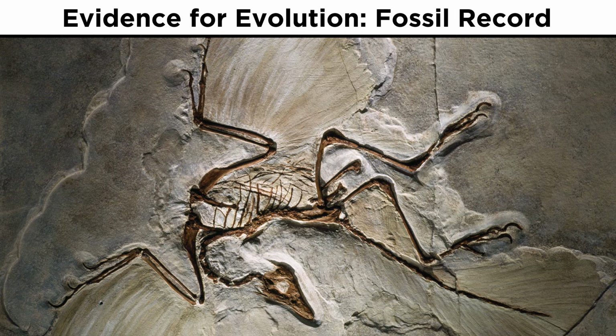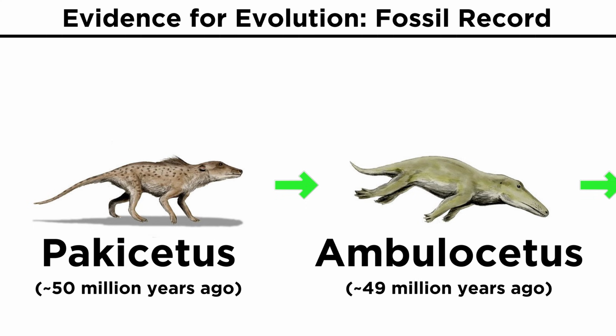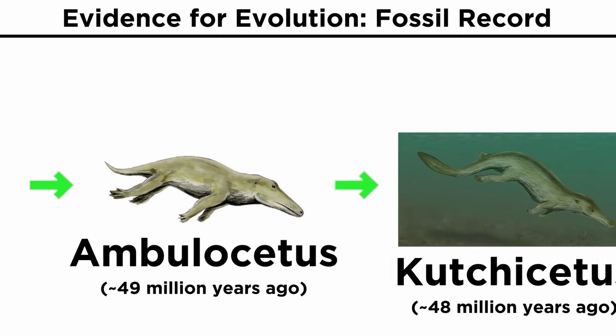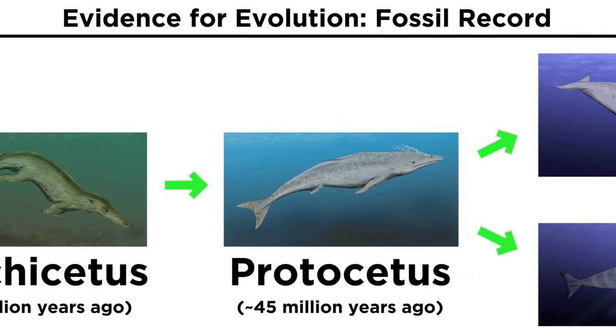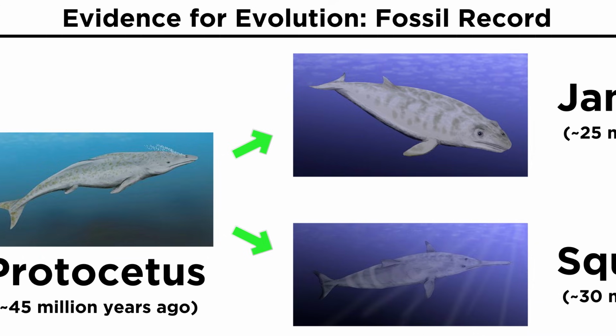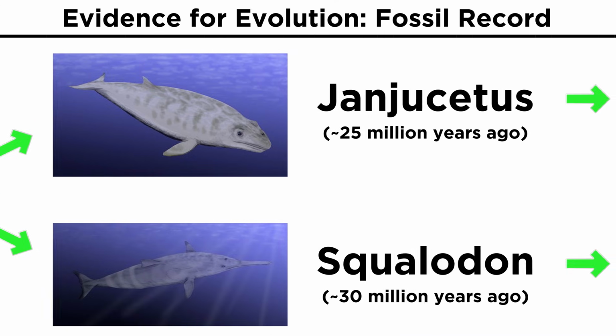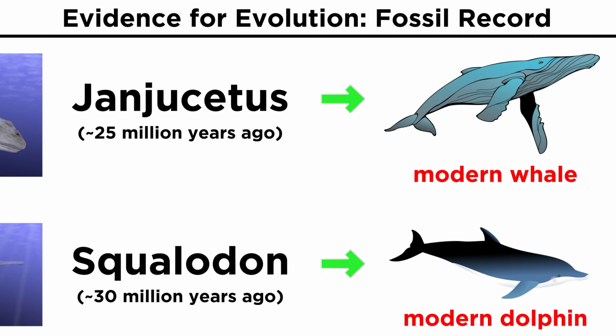Archaeopteryx demonstrated a link from dinosaurs to birds. There are other fossils found that act as intermediates between land mammals and ocean mammals, like whales and dolphins. With each discovery, the tree of life grows more consistent with evolution by natural selection.